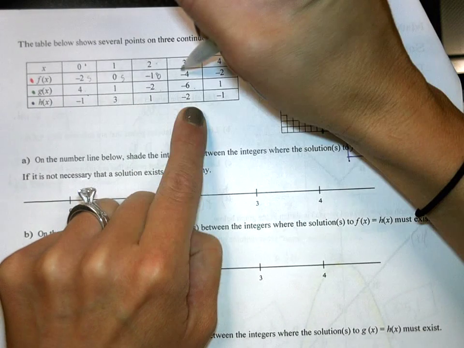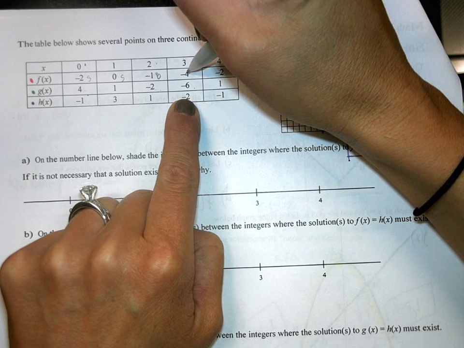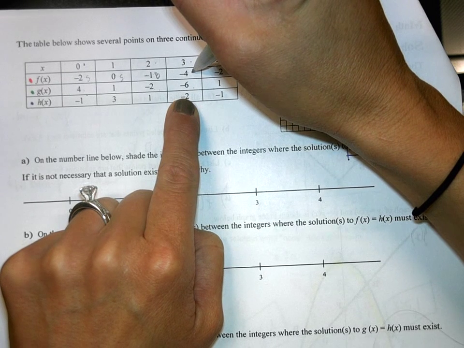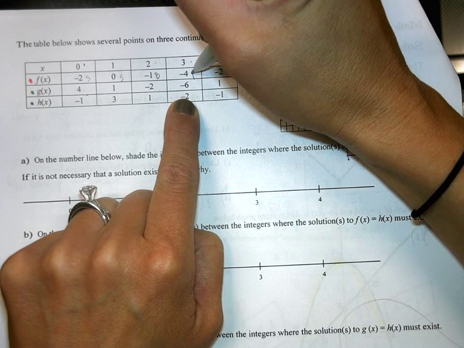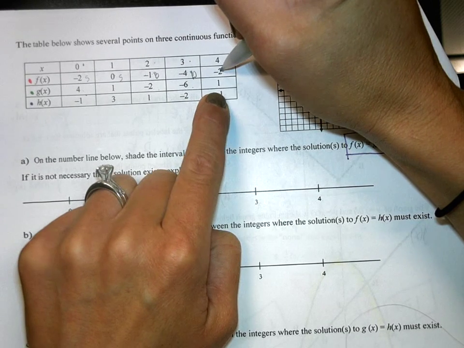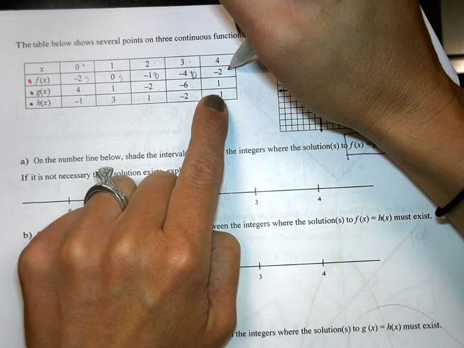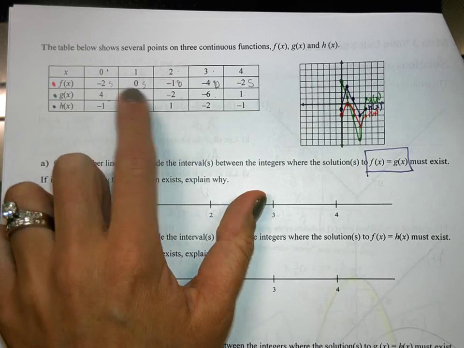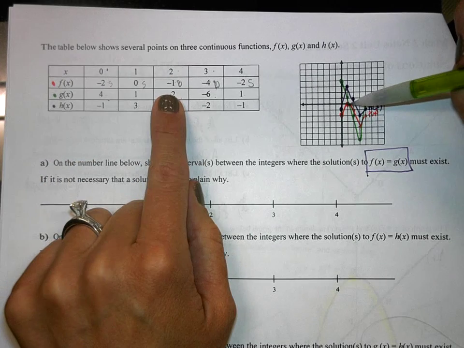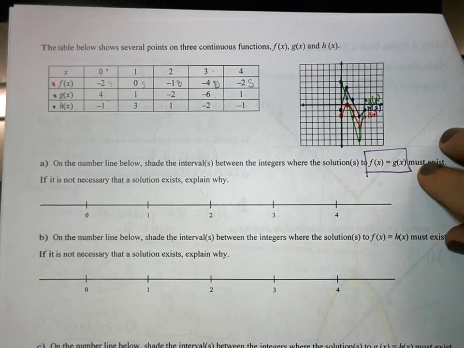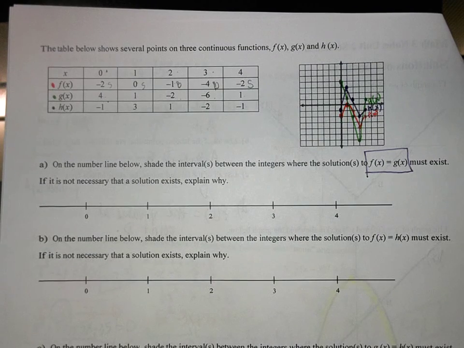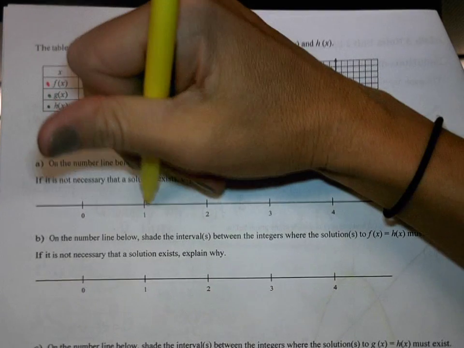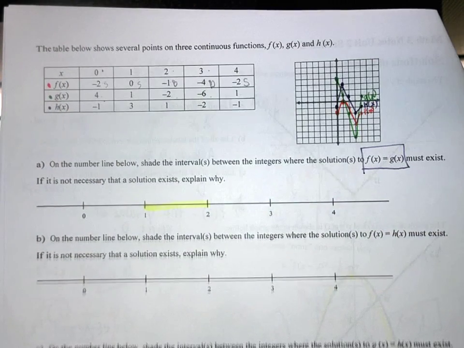Then I look at the next point, negative 4 and negative 6. Here again, it's still bigger. And then when it goes here, negative 2 to 1, now here it is smaller. So what that means is that between 1 and 2, and we can kind of see it right here, they have to cross over each other because it changes from being bigger to smaller. So there has to be a solution there. So that means right here, between 1 and 2, there would be an answer to that graph.